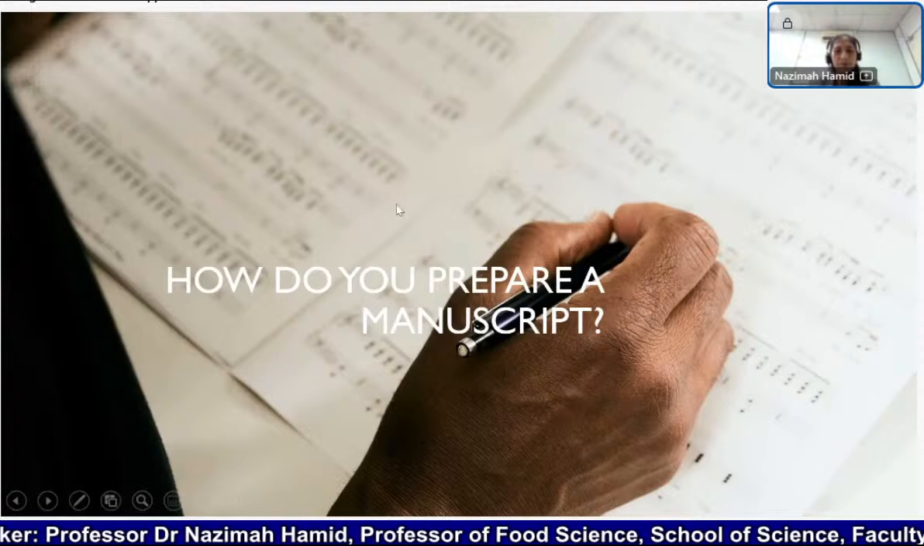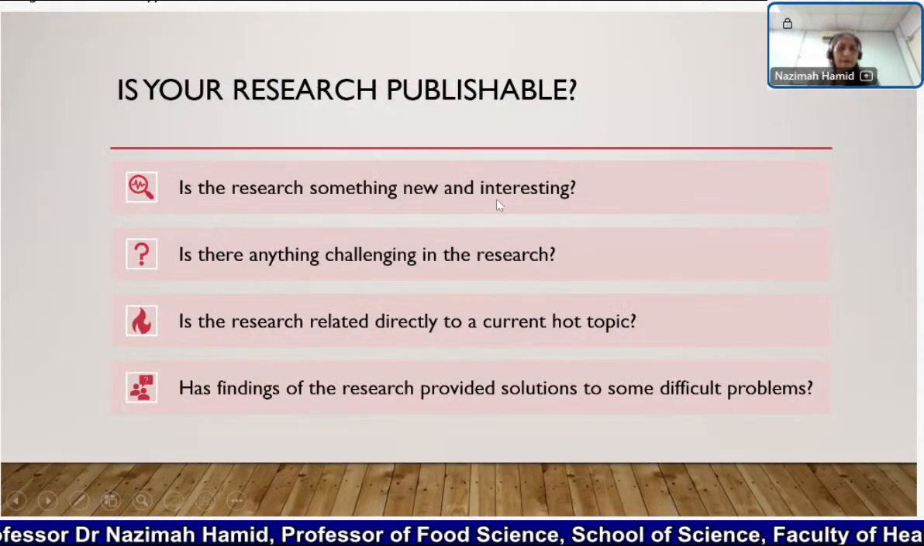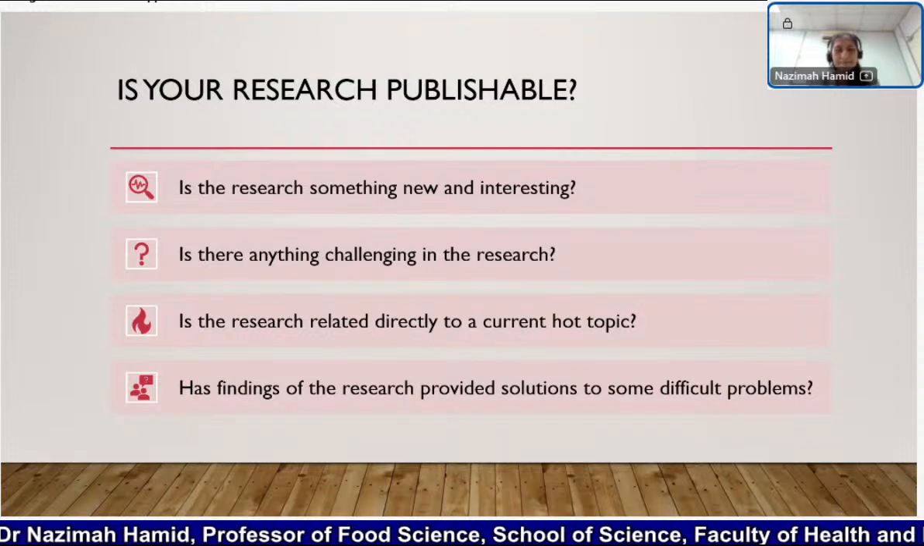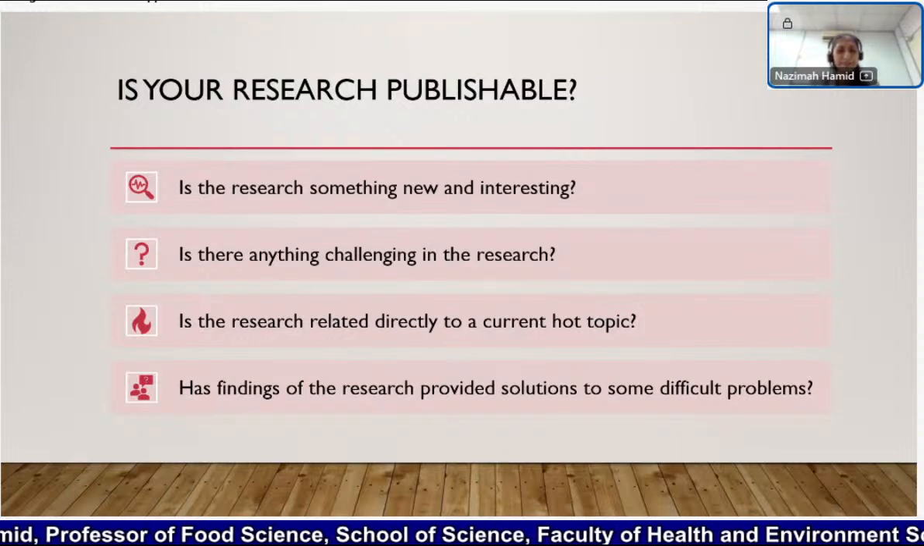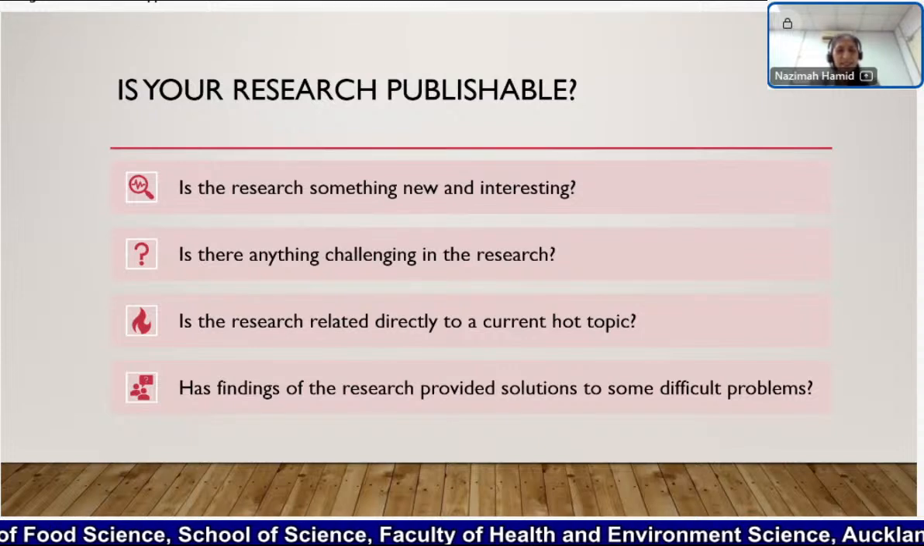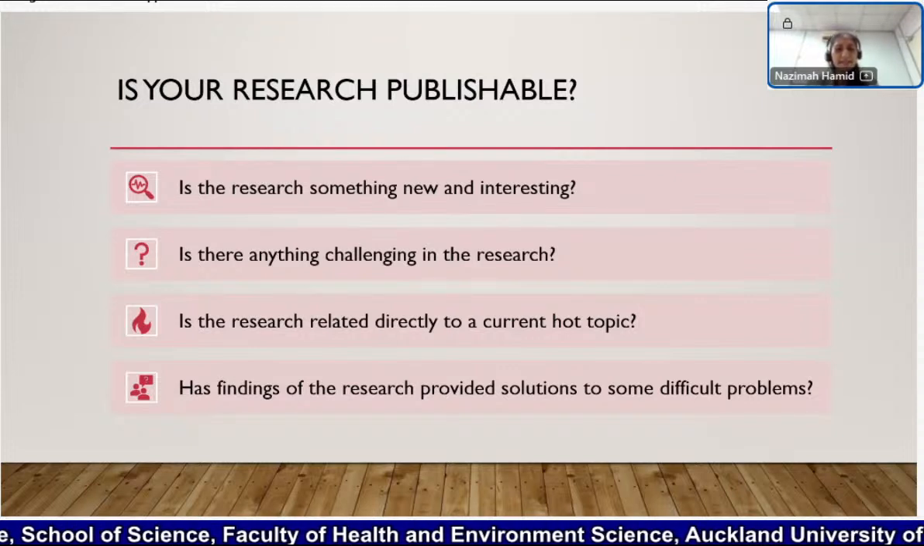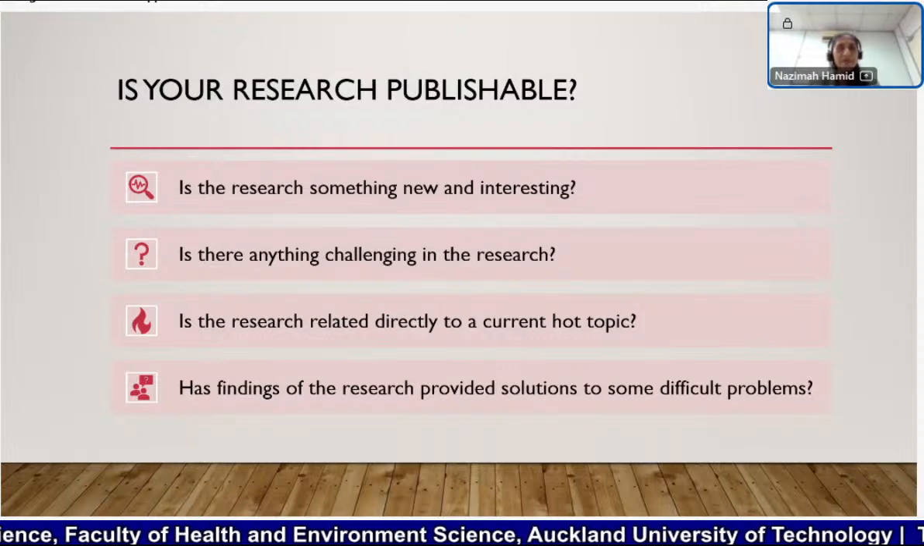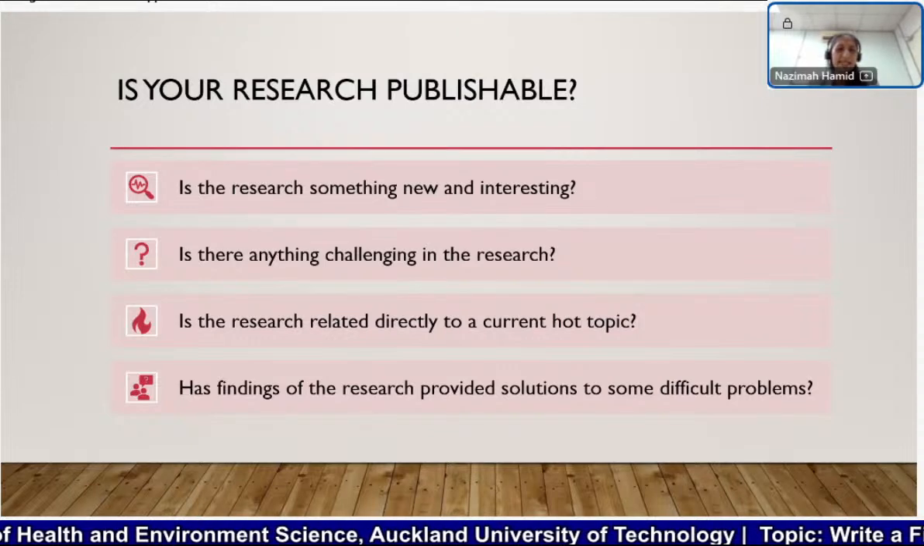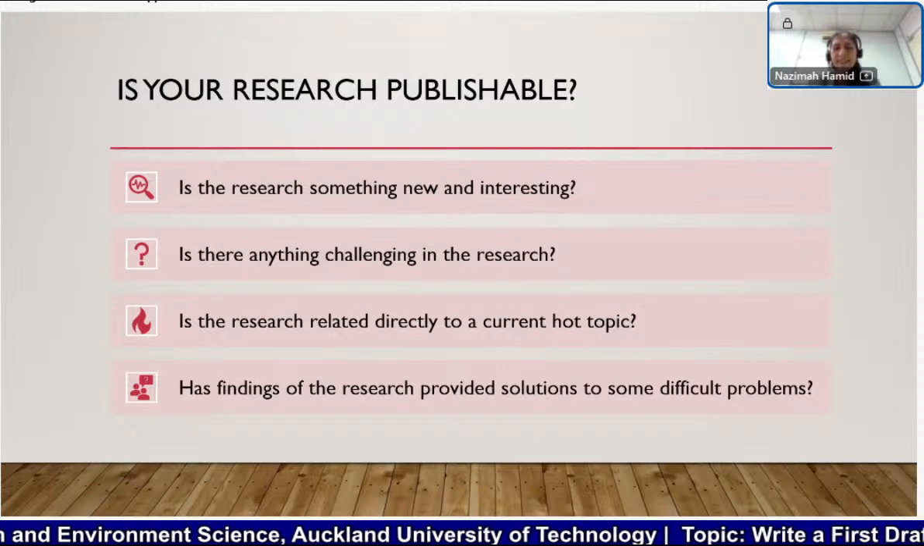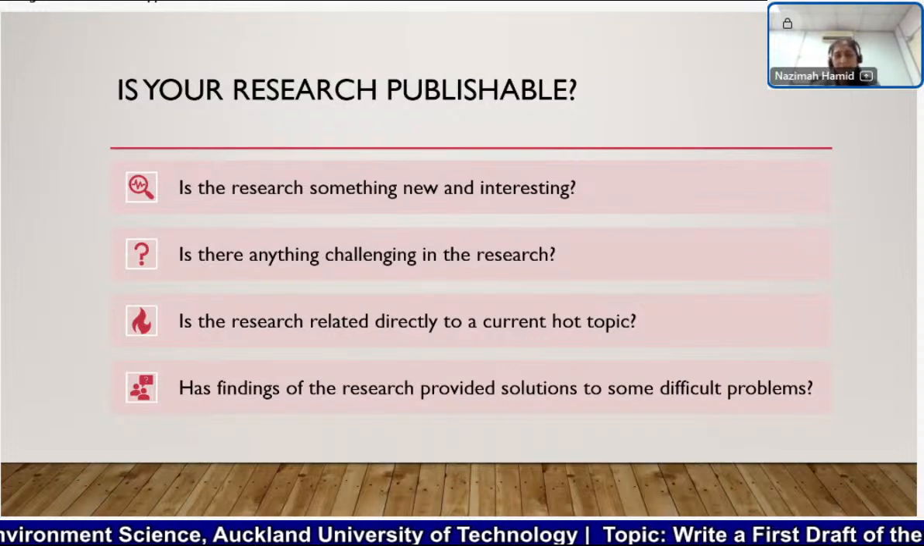So the first thing, make sure your research is publishable. Make sure it's new, it's interesting, it's challenging. Is there anything challenging? Is it related to a current hot topic? In food science, it's plant proteins. A hot topic is really good. A lot of interest in sustainability. And what you need to do is to identify, have the findings of your research provided solutions to existing problems?